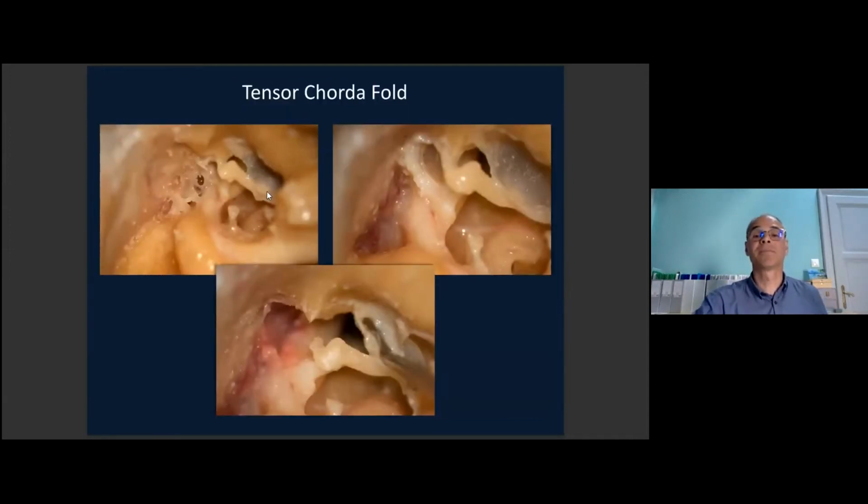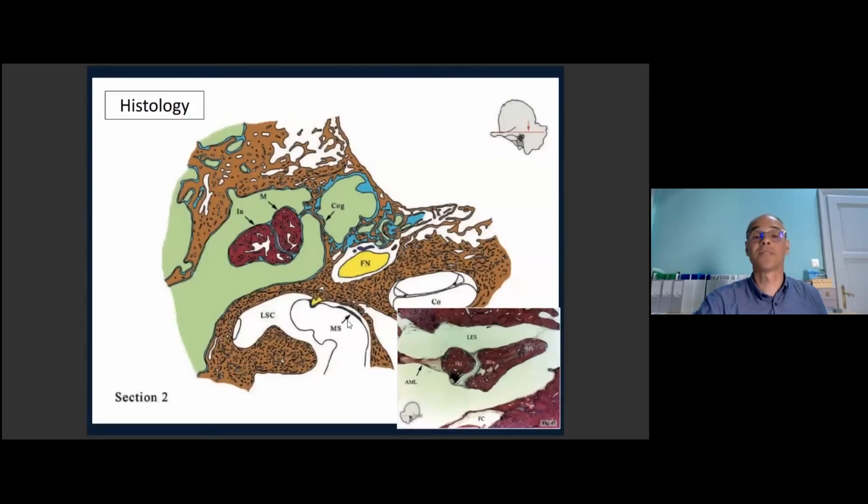Tensor fold, right side, this is the open supralabyrinthine recess. If you remove all the cells, you can find the tensor fold. This is a vertical plane in almost all the cases. After removal of the tensor fold, you have a free entry into the auditory tube.